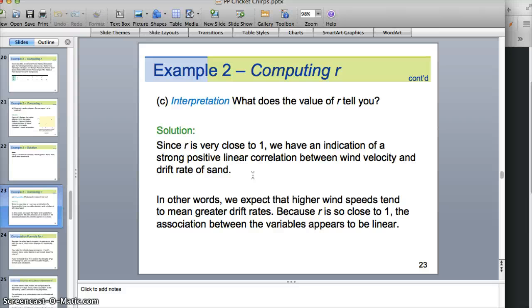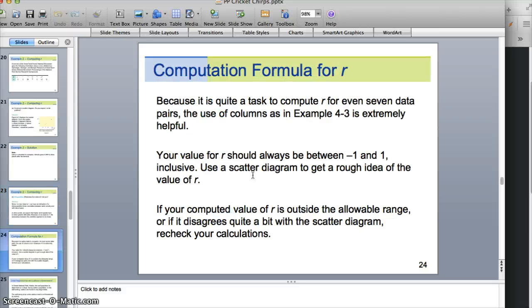And that example is on page 138 in your textbook. Because it is quite a task to compute R for even 7 data pairs, the use of columns as in 4.3 is extremely helpful. Like I said, I'm not going to expect you to do any calculations like this. I would rather have you understand what the concept behind the R is.